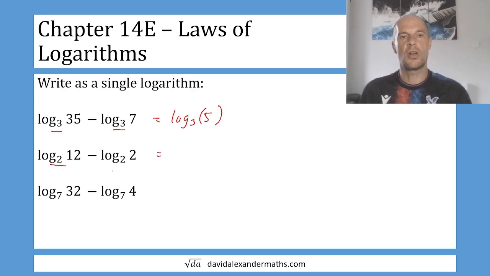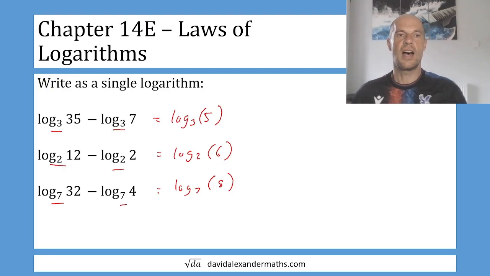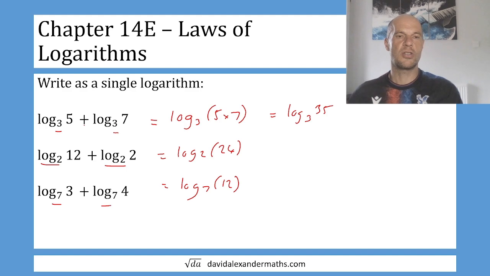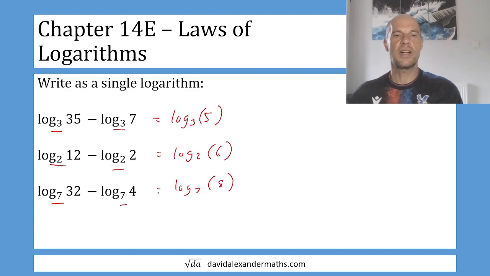We've got a log 2 and a log 2. So that's going to be log 2 of 12 divided by 2, which is 6. And a log 7 and a log 7. So that's going to be log 7 of 32 divided by 4, which is 8. So really important to learn the basics of this slide and the previous one. So when we've got two logs that we're adding, we need to multiply the numbers together, and when we're subtracting, we divide the numbers.